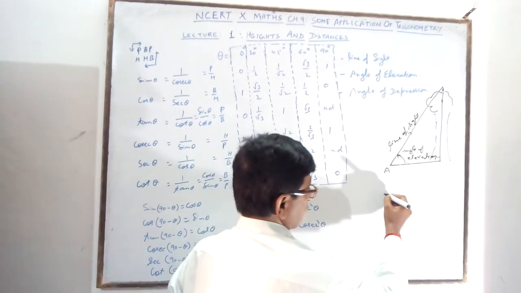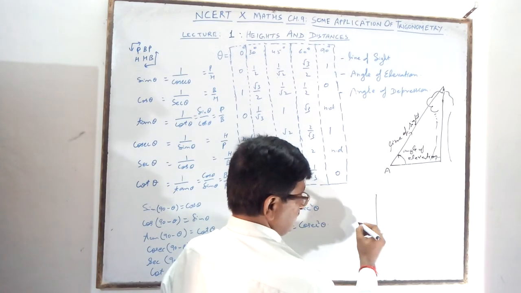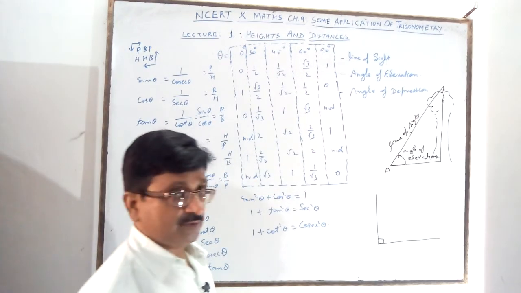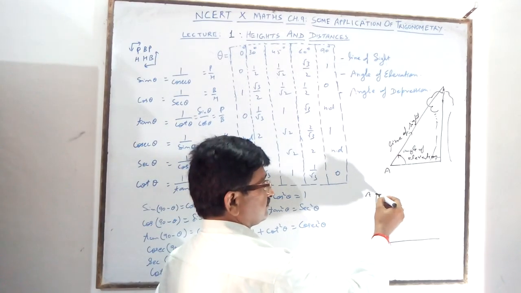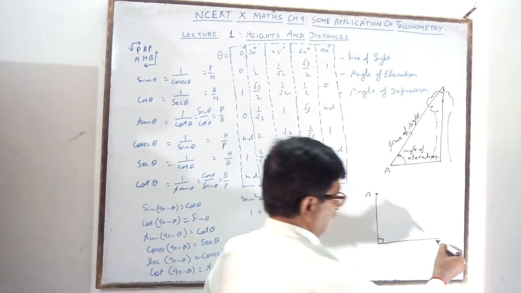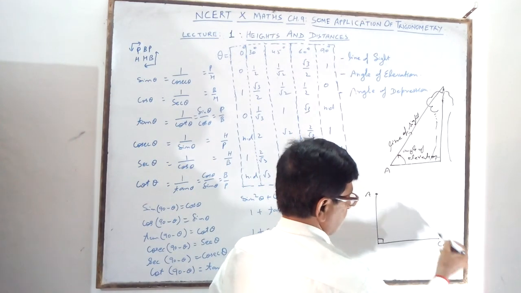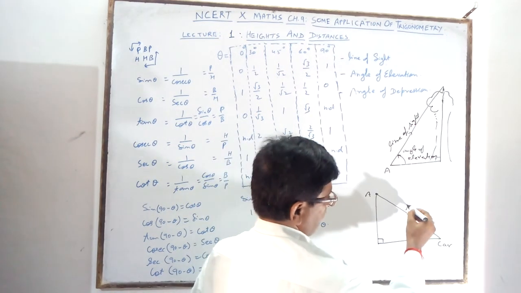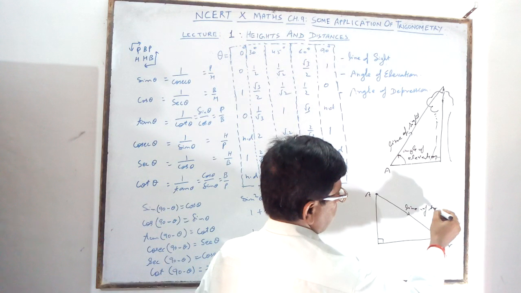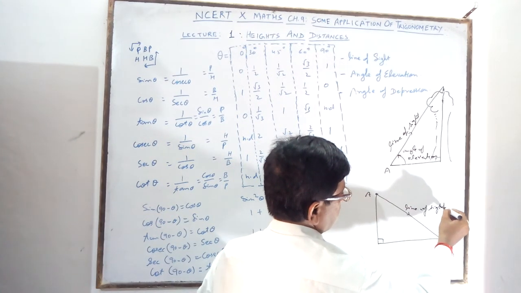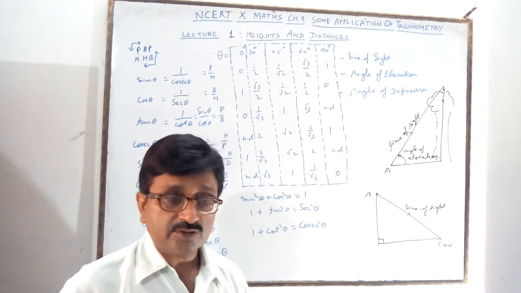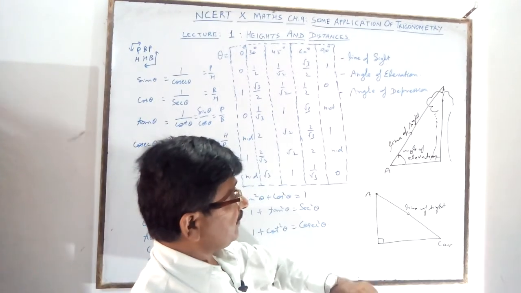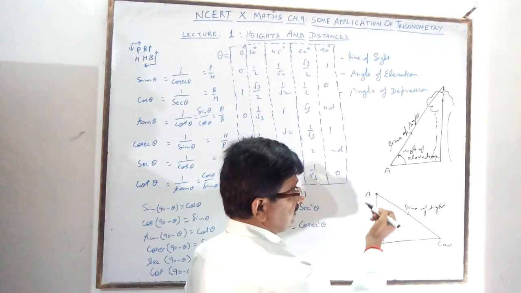Angle of depression. Suppose you are here on a multi-story building, and the building forms 90 degrees with the ground. From here you are seeing a car here, then this is called the line of sight. But the line of sight goes from top to bottom, from top to ground, downward. So an angle of depression will be formed here, but this angle is not the angle of depression.